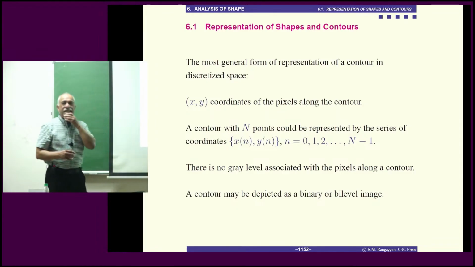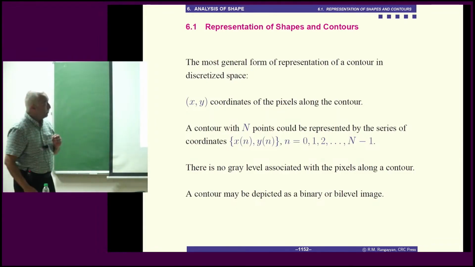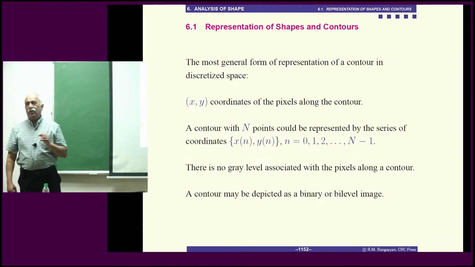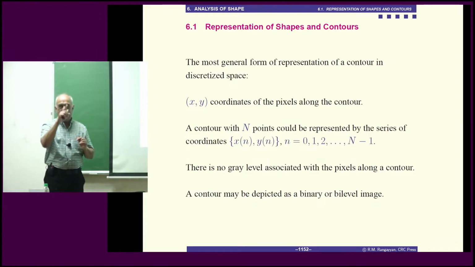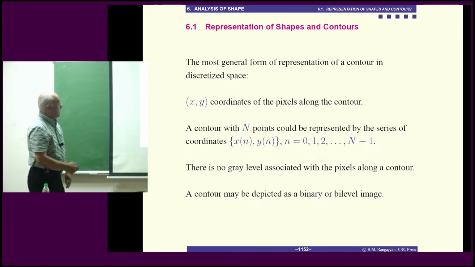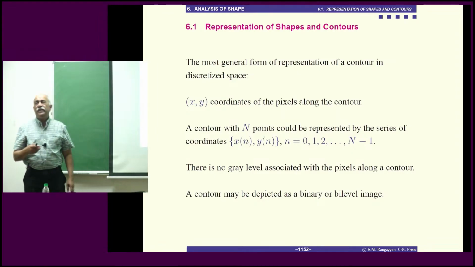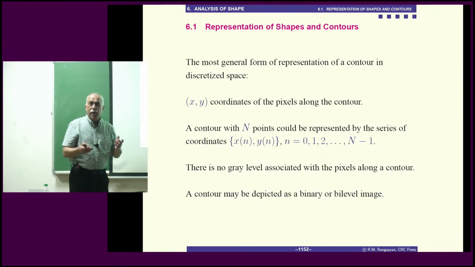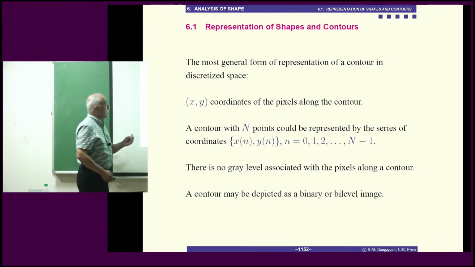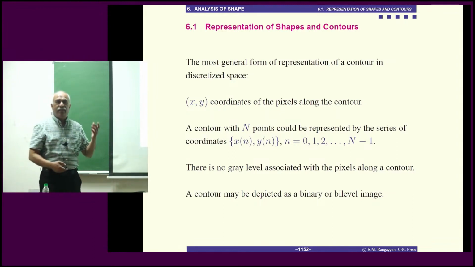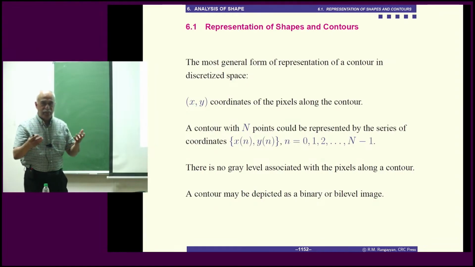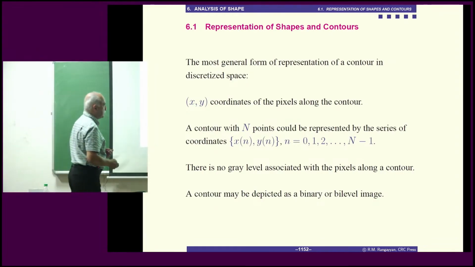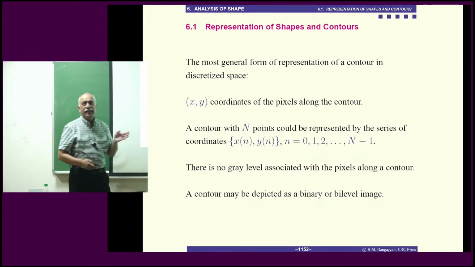So how do you represent shapes and contours? Typically, we deal with closed contours. So you go around and come back to the starting point. So the XY coordinates of the pixels along the contour. You don't normally keep track of the gray value or density along the contour, just the shape. So it's a binary image, if you want to call it so. So a contour with endpoints could be written as xn, yn, n going 0 to n minus 1. Not exactly an image, but it needs 2D for display. So you could show it as a binary or bi-level image.